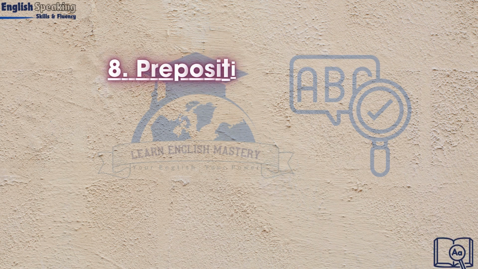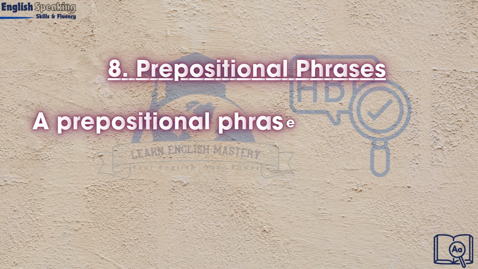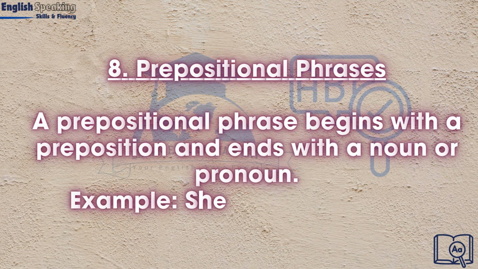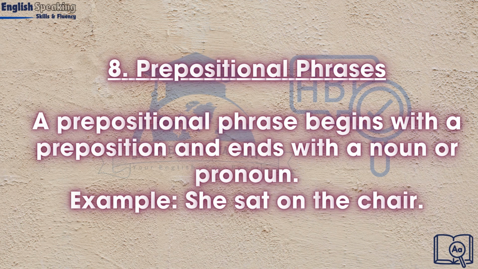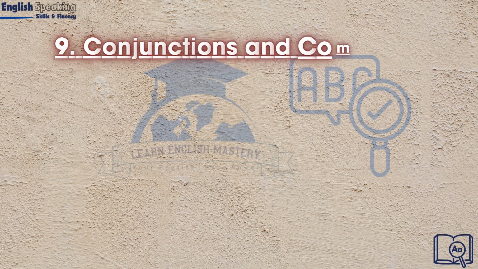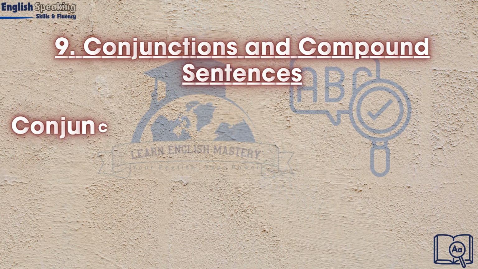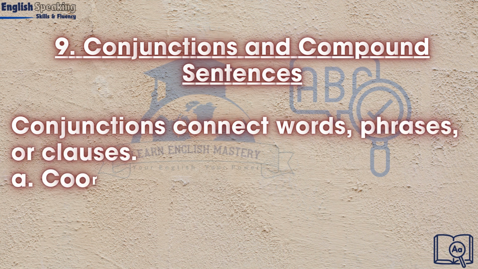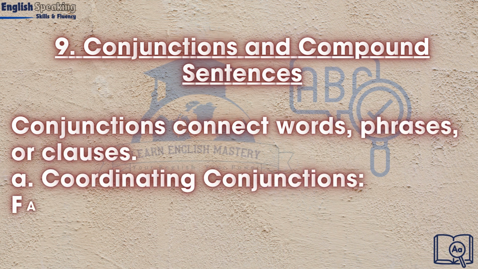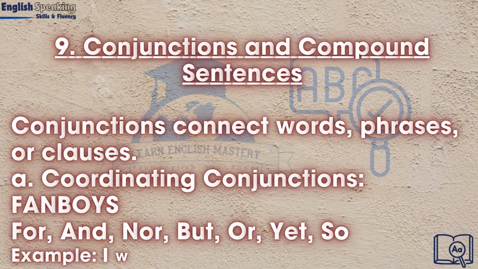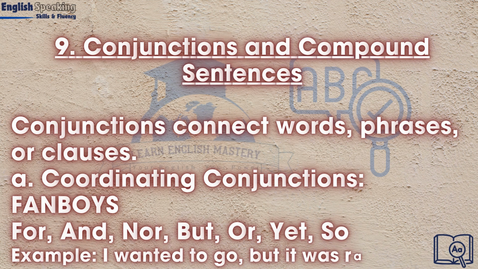8. Prepositional phrases. A prepositional phrase begins with a preposition and ends with a noun or pronoun. Example: She sat on the chair. 9. Conjunctions and compound sentences. Conjunctions connect words, phrases, or clauses. A. Coordinating conjunctions, FANBOYS: for, and, nor, but, or, yet, so. Example: I wanted to go, but it was raining.